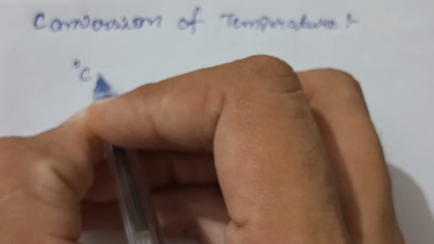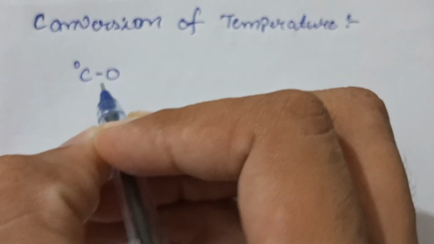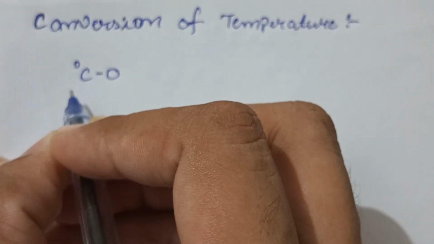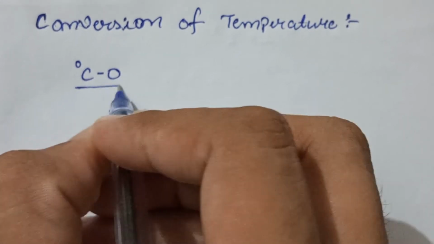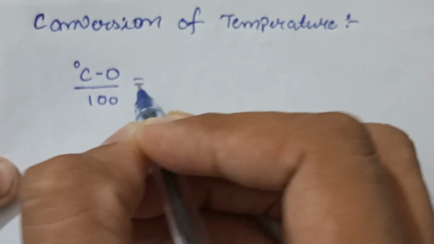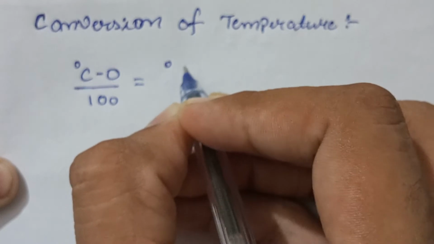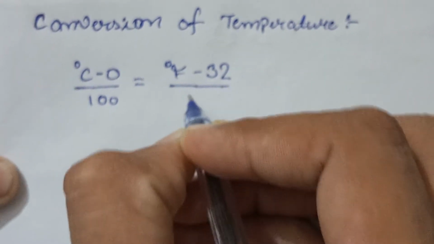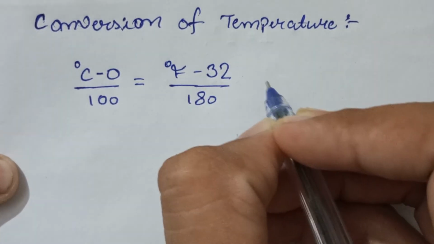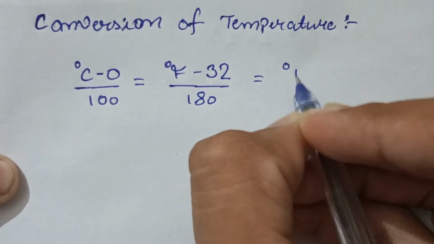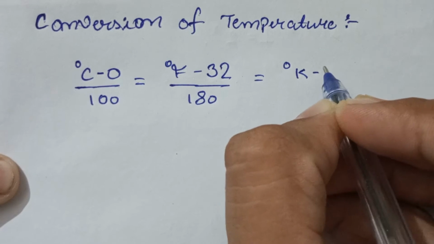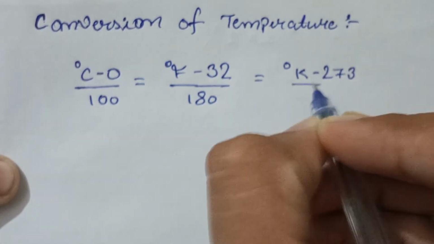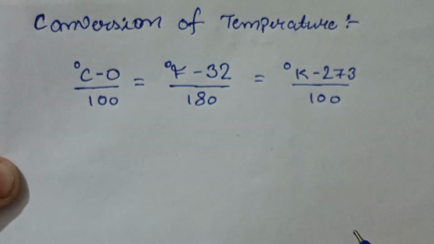Degree Celsius minus 0 divided by 100 is equal to degree Fahrenheit minus 32 divided by 180, and it is equal to degree Kelvin minus 273 divided by 100. This is the formula we have.